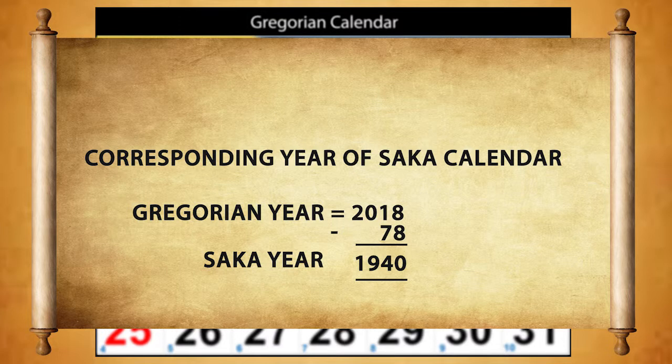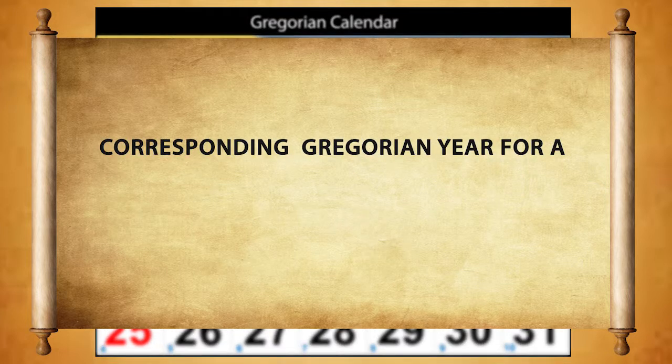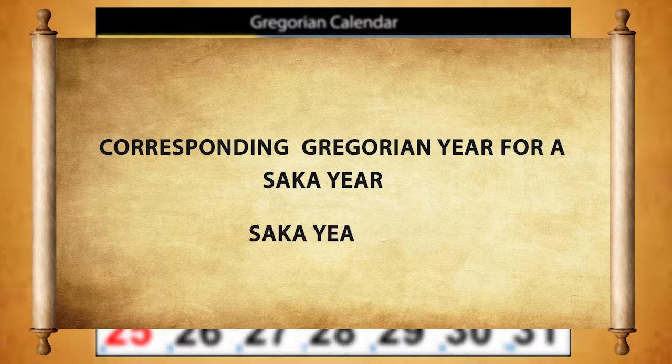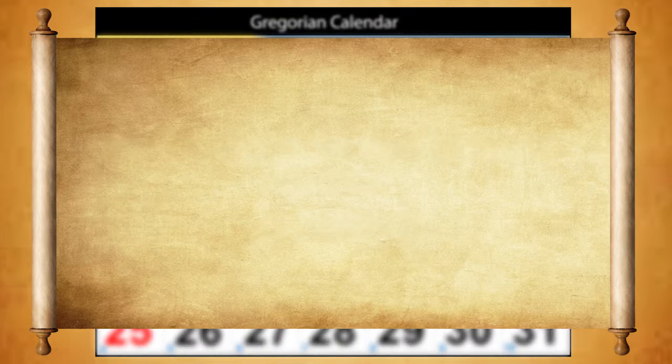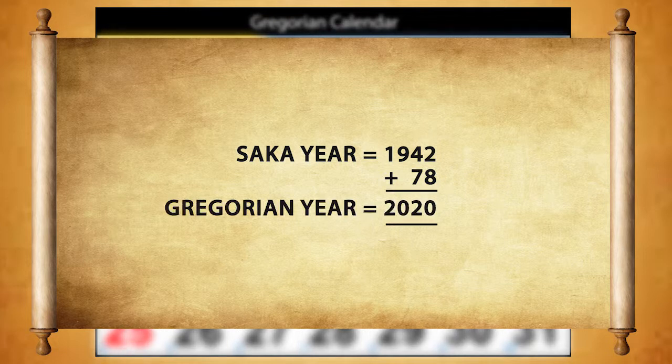Similarly, if we want to find out the corresponding Gregorian year for a particular year in the Saka calendar, we need to add 78 to the Saka year. For example, the year 1942 in the Saka calendar would be 1942 plus 78, which is equal to 2020 in the Gregorian calendar.